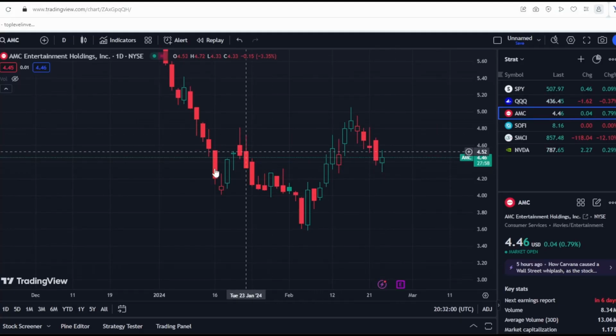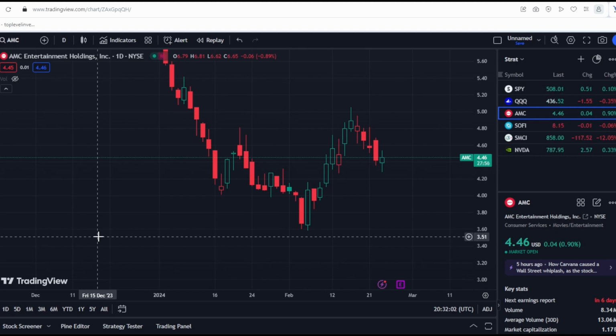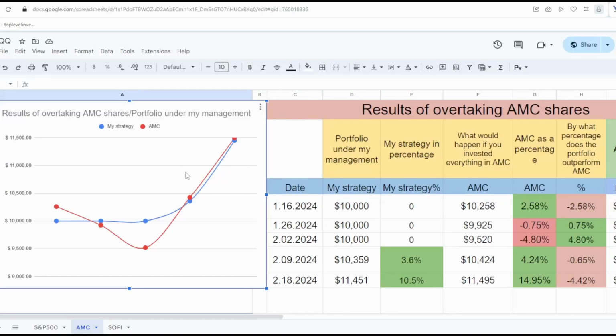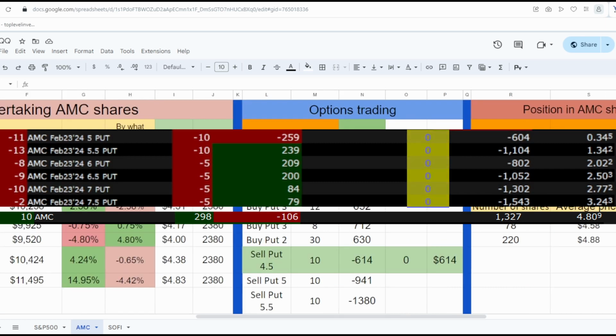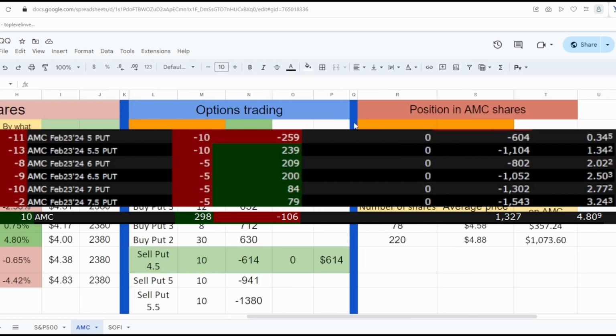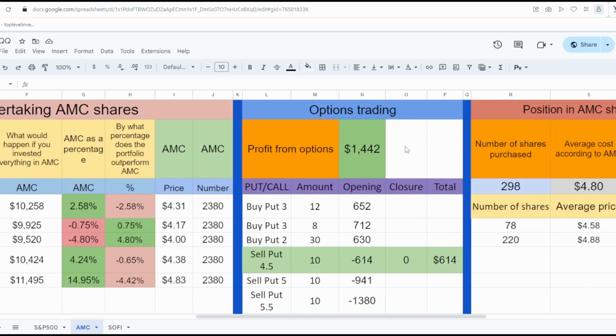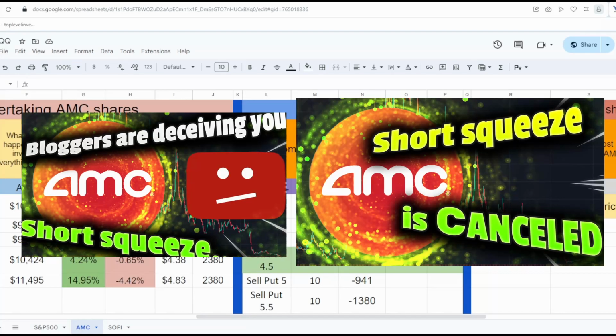Well, let's first return to the AMC chart. What do I think? I remind you that I manage a portfolio dedicated to outperforming AMC. Currently, my position looked like this. All options expire this week. Plus, I have another 298 shares that I bought for profit from these options. All my transactions are in previous videos. You can see everything happening live.